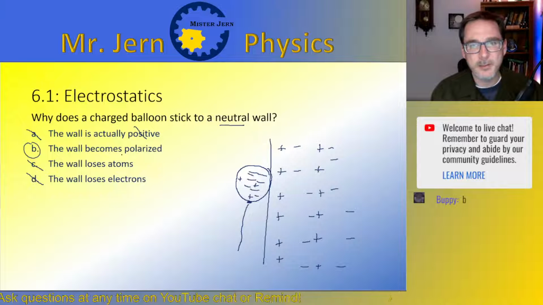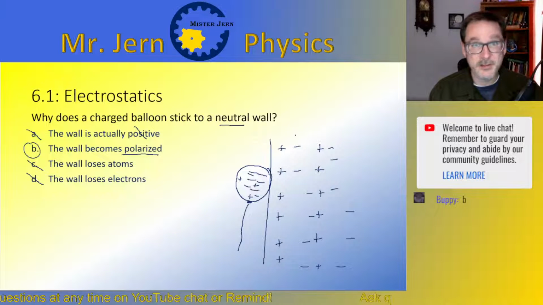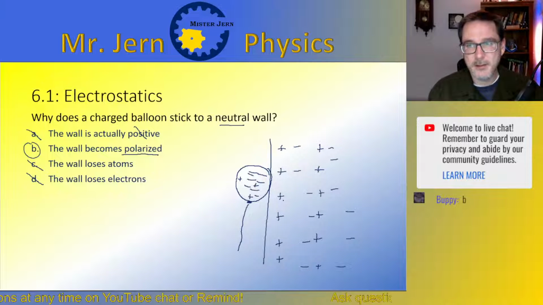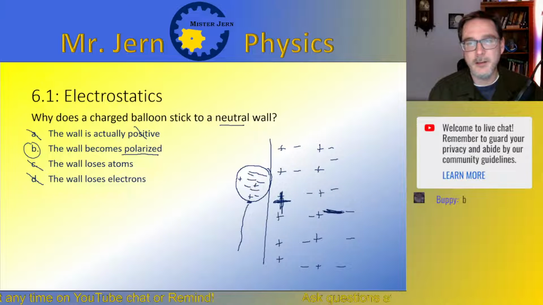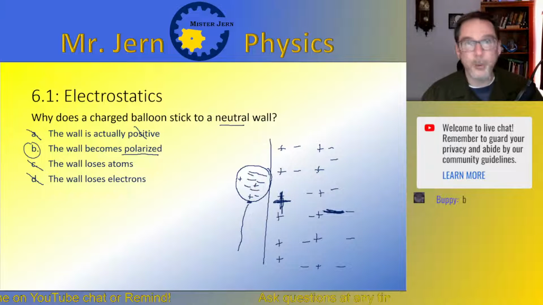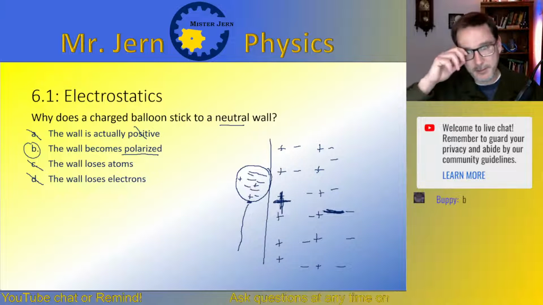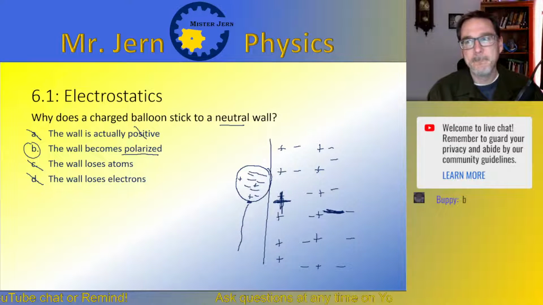And that's what polarized means. Polarized means that overall it's still neutral. It's just that one side is more positive and the other side is more negative, because the electrons are getting squished together over there. Think of the north and south pole of the Earth. One side is north, one side is south. Magnets, same idea.